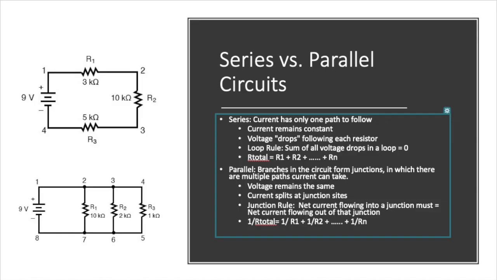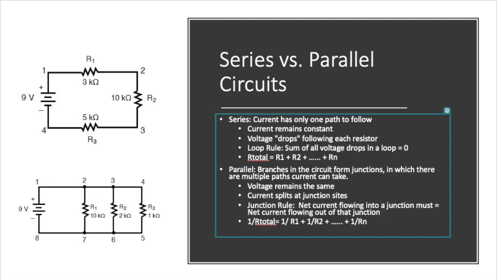Circuits can be built in series, in parallel, or both. A series circuit has only one path for the current to travel, as can be seen in the top left image. The current remains constant throughout, but the voltage will drop after each resistor. The loop rule says that the sum of all the voltage drops in a loop equals 0, and the total resistance equals the sum of each resistor.